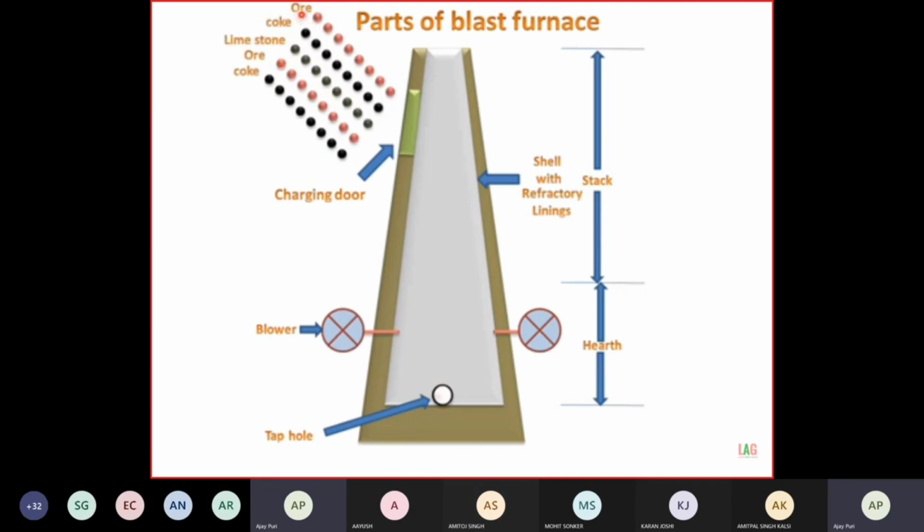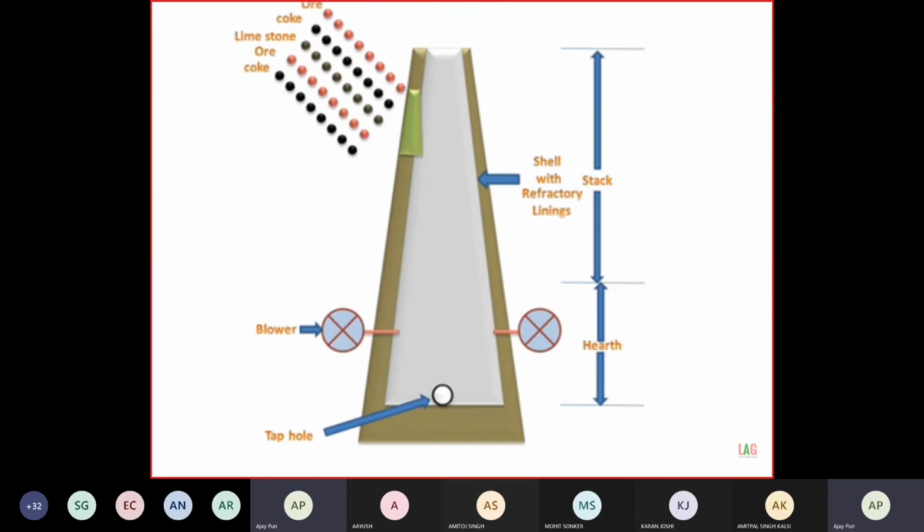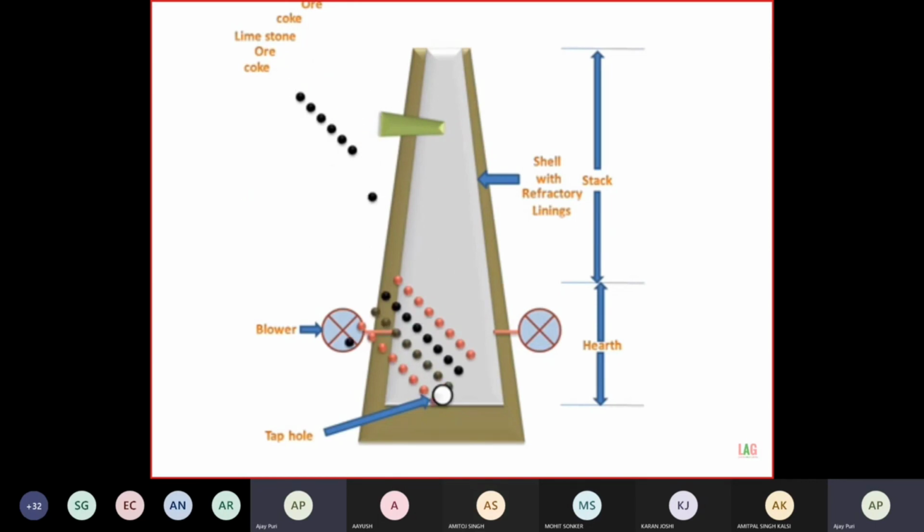Now we have layer by layer ore, coke, and limestone. Limestone will act as a flux which will combine with the impurities of the ore and make a slag, and this slag will be extracted further. Now this charge door will be opened and layer by layer ore, coke, and limestone will be thrown into the furnace.